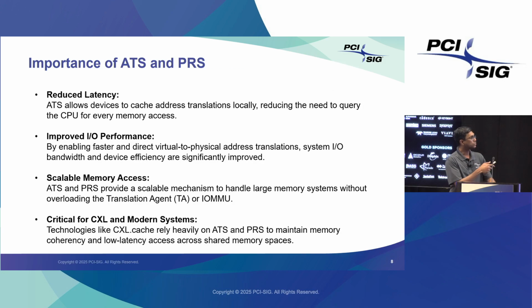I think I just told the main importance of the PRI and ATS combination. It reduces latency because it caches the address translations internally and improves IO performance. The protocol itself is designed with overhead reduction in mind, so even end-to-end performance improves, because the virtual-to-physical mappings are now handled internally in the device itself.